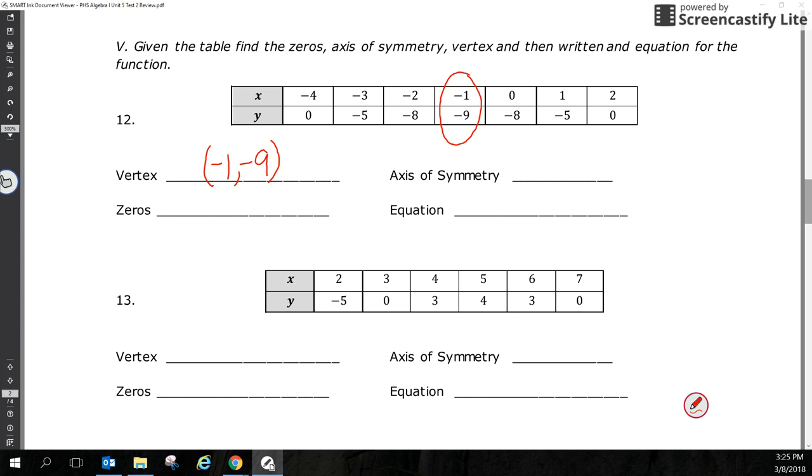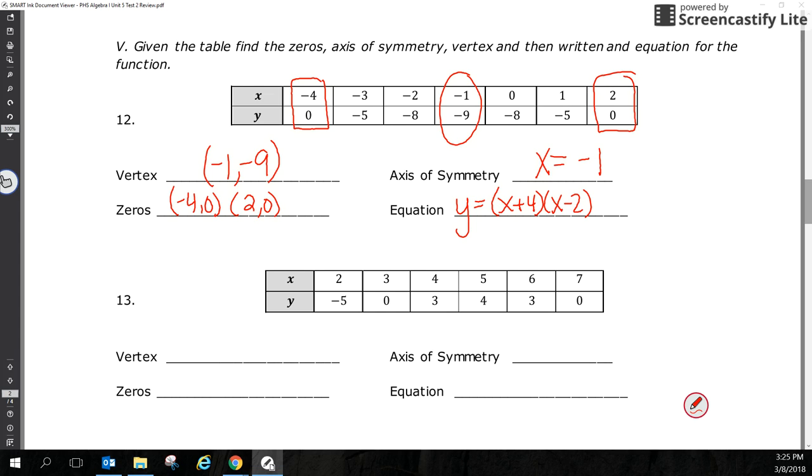My axis of symmetry is always going to be x equals the x value of the vertex, which is negative 1. My zeros, that's when y is equal to 0. So my zeros are (-4, 0) and (2, 0). To write my equation, I'm going to change these zeros into factors by changing the sign. So I've got x plus 4, x minus 2.